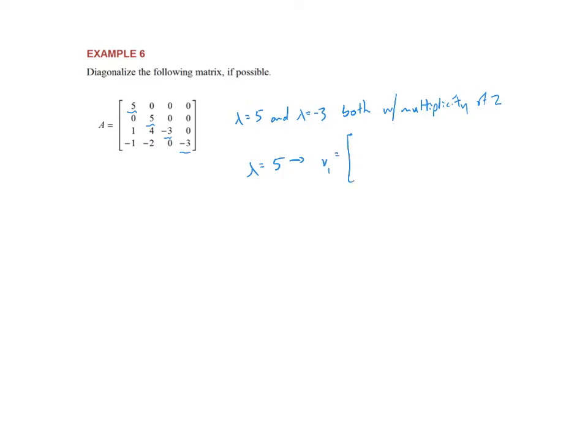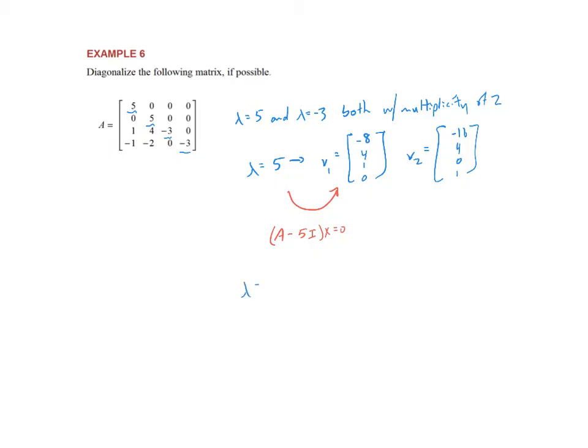V1 in this example is (-8, 4, 1, 0). And is there a V2? Yes, there is. V2 is (-16, 4, 0, 1). And again, I'm skipping a bunch of steps there. The steps in between are solving (A minus 5I) times x equals 0 and representing that solution. Those are the missing steps.